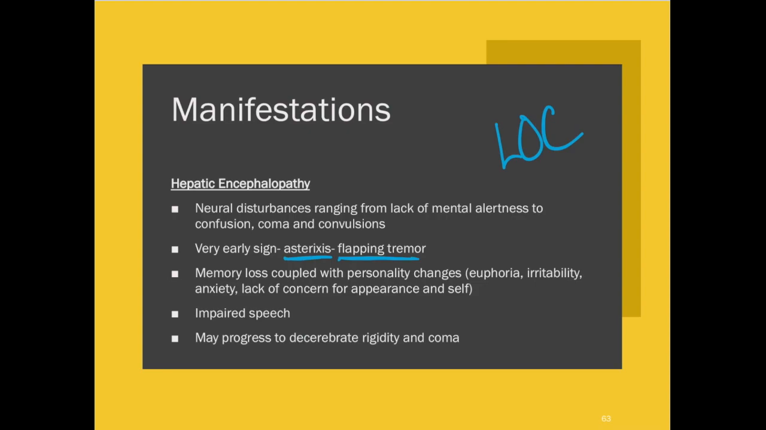Memory loss, personality changes, these are all things that make sense with a neurological change. You may have euphoria or irritability. Maybe you're swinging back and forth between both. Maybe you have emotional lability, anxiety, lack of concern for appearance and self, impaired speech. Again, this is something where we need to run diagnostics to differentiate between maybe a sudden liver failure and stroke. And then, of course, we may progress to decerebral rigidity and coma.